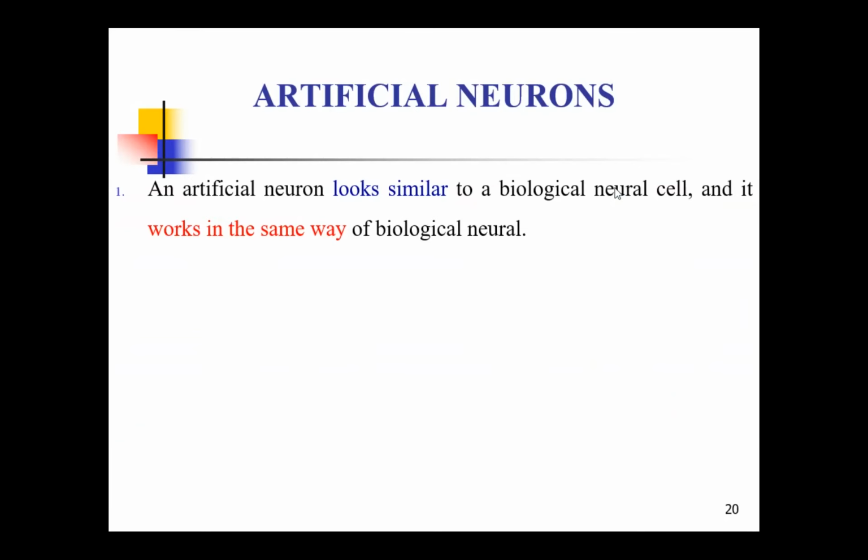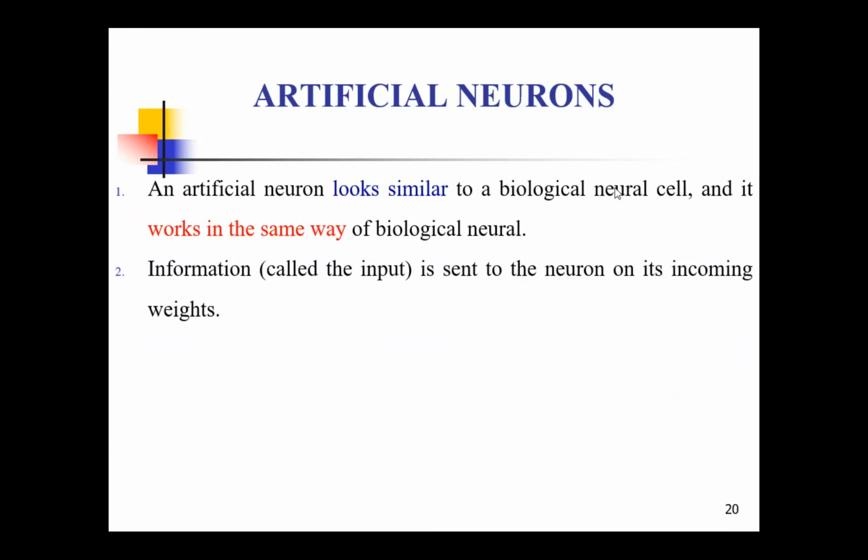These artificial neurons look similar to the biological neurons, and they work in the same manner as the biological neural system. Artificial neurons are similar to biological neurons, and the function is the same. The information, that is the inputs, is sent to the neurons based on the incoming weightages. So what weightages are we going to provide? Based on that, the information will be sent to the neurons.